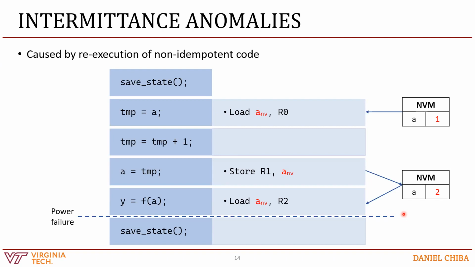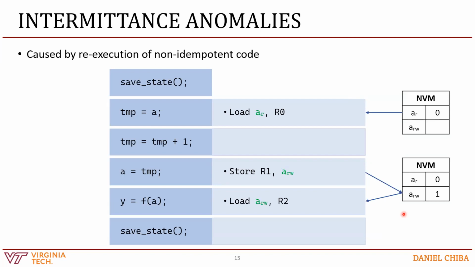So the way that Alfred solves this is by creating 2 copies of each variable in non-volatile memory. The first is exclusively for reads, and the second is for read write. And so on the first read within a computation interval, it will read from AR, which is 0. And so initially I'm showing you the situation with continuous power.